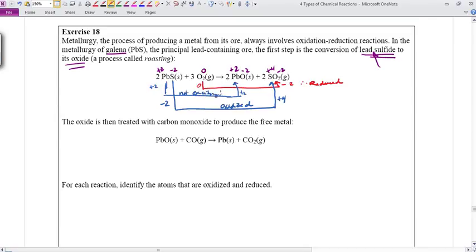So don't be alarmed if you have things that look like they're going to do something and it turns out that they don't. All right, then what's the next step? Well, the oxide is then treated with carbon monoxide to produce the free metal. All right, so let's start with that.